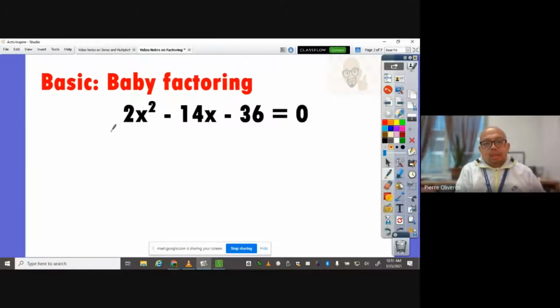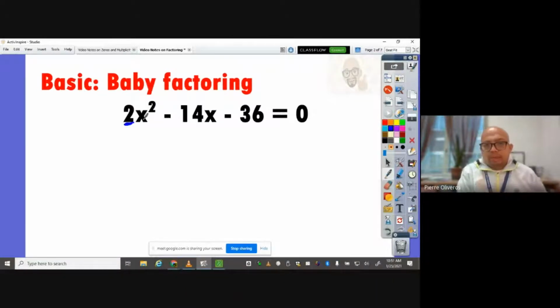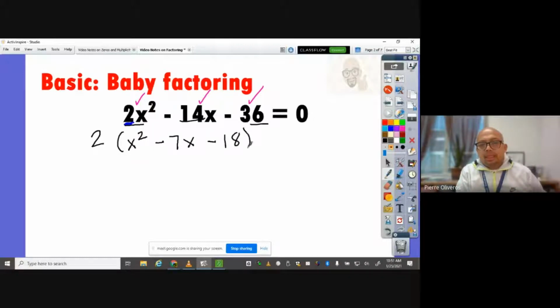Baby factoring, 2x squared minus 14x minus 36 equals 0. Some cases will think, oh, this is big boy factoring because the leading coefficient is not equal to 1. But hold on. When you're given any polynomial, you always find the GCF. That's always the case. Does this equation have any common factor? Yes, the common one is 2. All of them are divisible by 2. So I'm going to factor out that 2, dividing them all by 2. Inside I will get x squared minus 7x minus 18 is equal to 0.